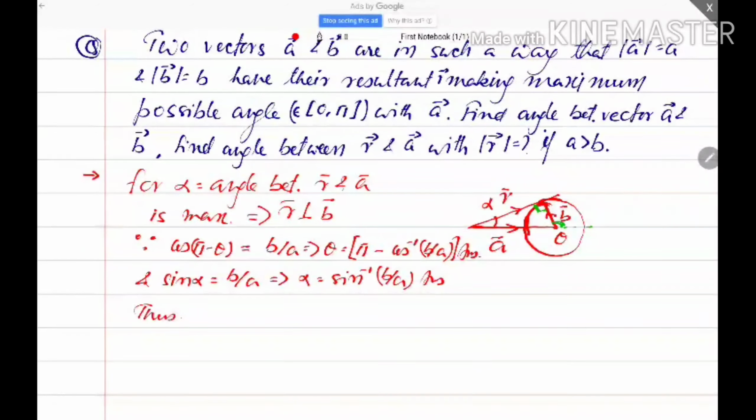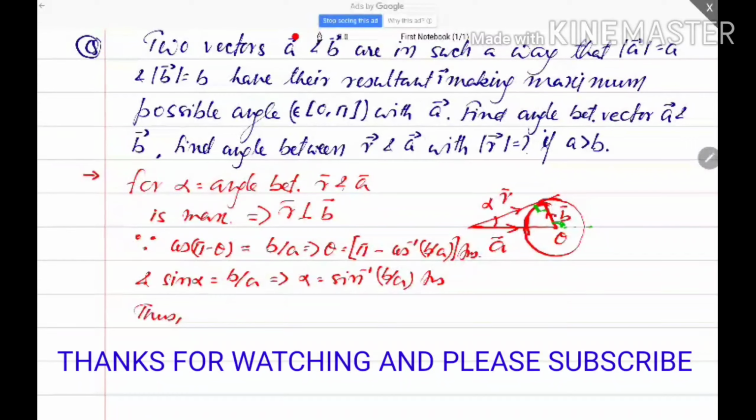Thus we can find our final answer. What is the resultant? By the Pythagoras theorem, the resultant is the square root of hypotenuse square minus base square. This is the last part of the answer. Thank you very much.